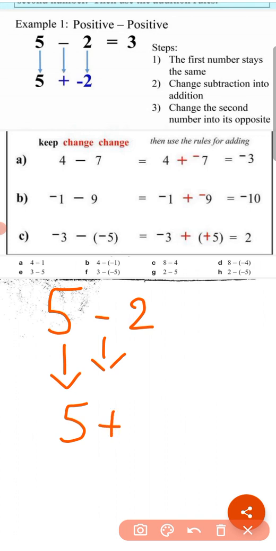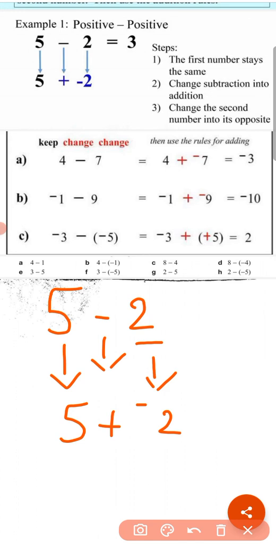Then the third step is change the sign of the second number. That is the additive inverse of the second number. Since the second number is positive 2, its opposite sign is negative 2. Additive inverse of positive 2 is negative 2. Okay. Now we can follow the rules for addition.